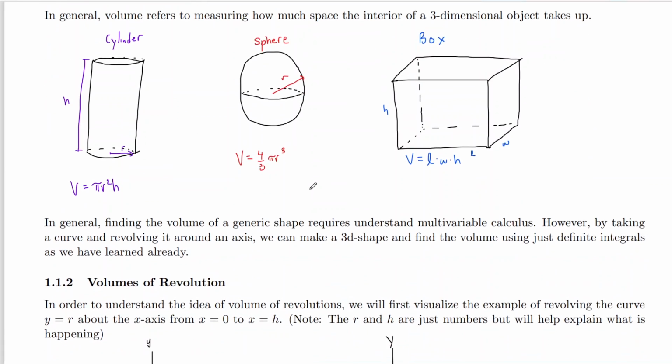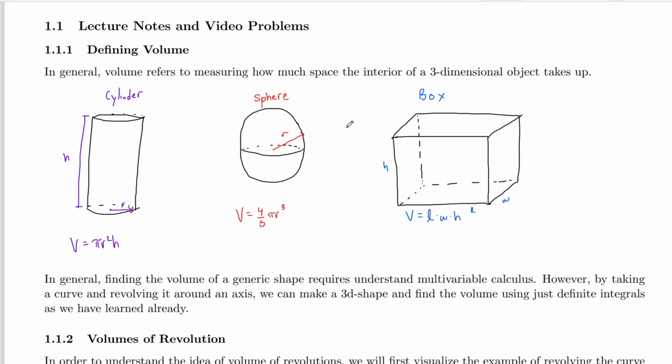So you know how to find the volume of a few things. You probably have formulas for it. So the volume of a cylinder, you have a height and a radius, and its volume is pi r squared times h. You might know the volume of a sphere, which is 4 over 3 pi r cubed. So r is the radius again.